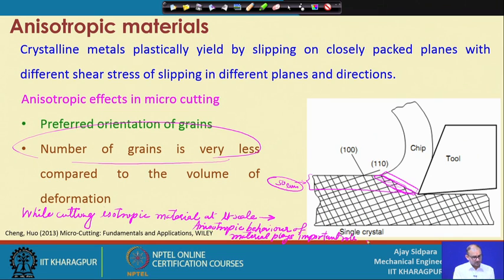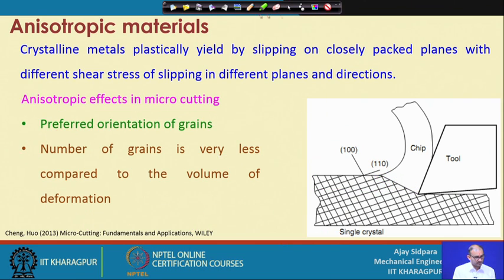Correct. So, this example we have taken for conventional machining, but if you scale down the machining or the micro cutting in such a way that you are encountering individual grains, then whether you cut isotropic material or anisotropic material, you have to consider these two things, and when you are talking about these two things, you are actually looking at anisotropic material. So, this is what happens when you cut a material at the micro scale.